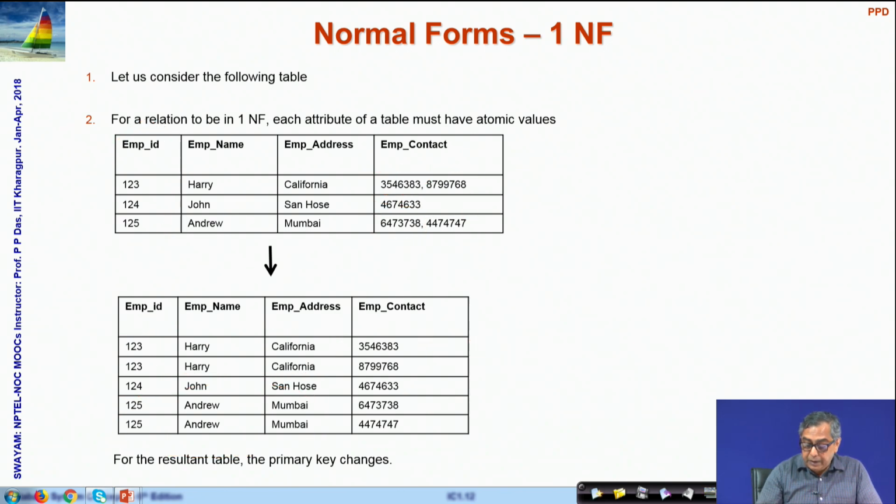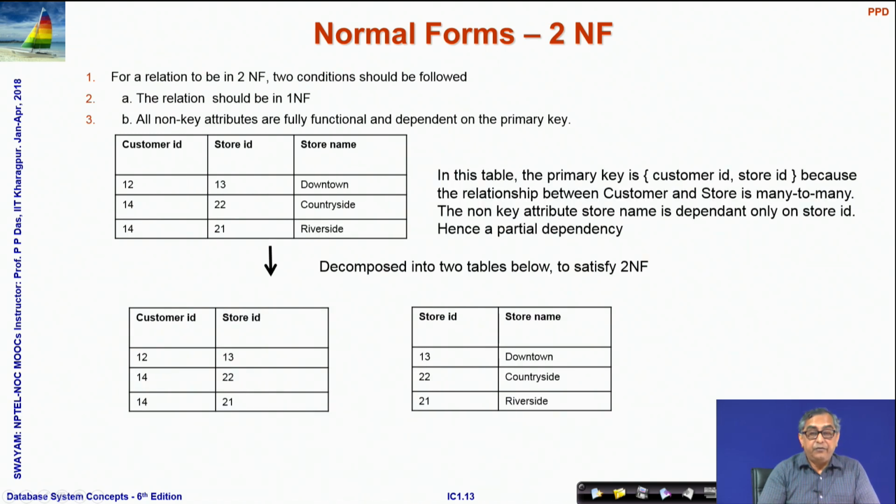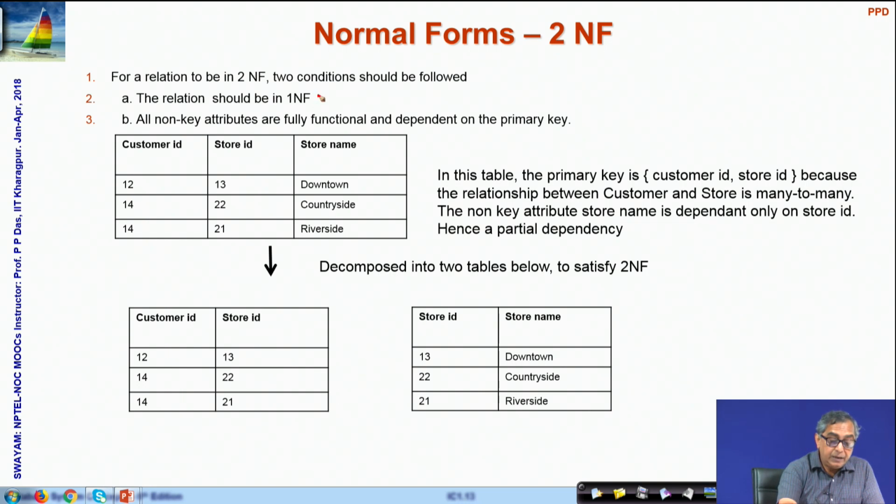So, let us move on and take a look at the 2NF form. When we talk about the second normal form, as I said, it is hierarchical. So, the first condition of being in 2NF is that it must be in 1NF, that is a requirement. The second is that all non-key attributes are fully functionally dependent on the primary key, or in other terms, there is no partial dependency. So, let us understand this through an example. We have a table with 3 attributes: customer ID, store ID and store name.